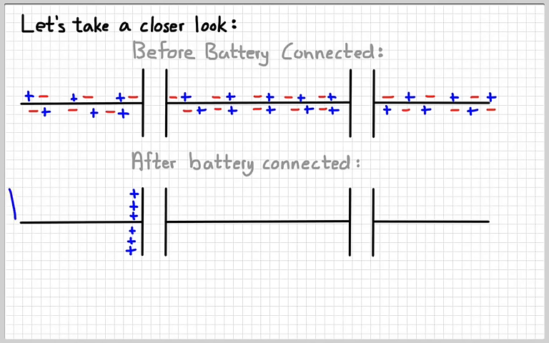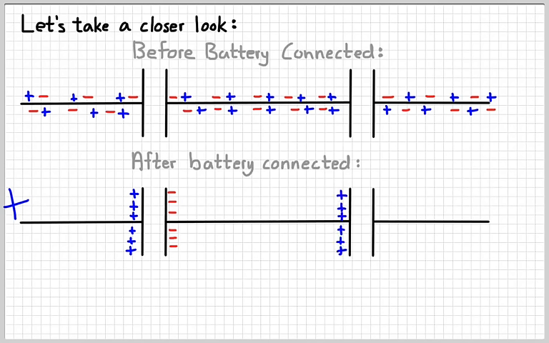So this is the positive end of our battery. Then we're going to have a bunch of positive charges collect on the left side of the left capacitor. Well, that's going to pull the negative charges from the region in between over to the right side of the left-hand capacitor. And then the reverse would be true on the opposite side.